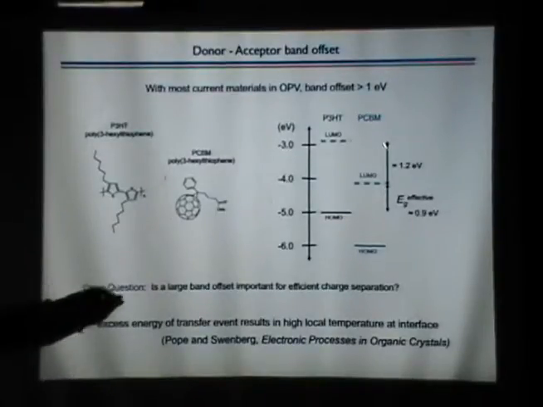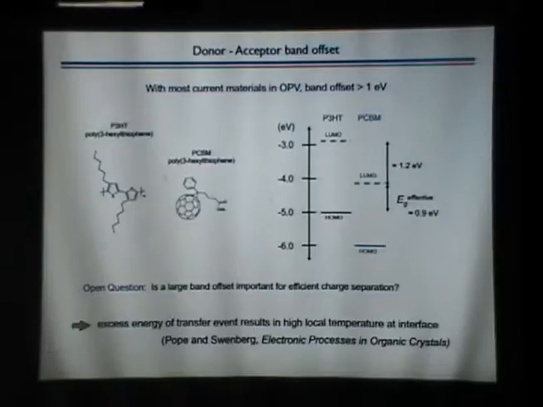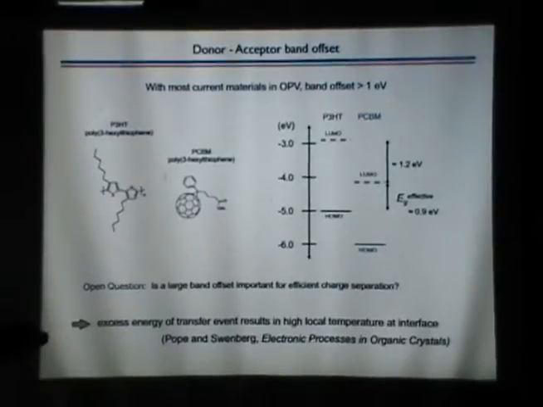Now there's a reason why this works so well. If you have a very large band offset, this gives you a very large delta G, a very large driving energy, a free energy for splitting the charges. And there's a couple different theories being debated as to why that could be useful.